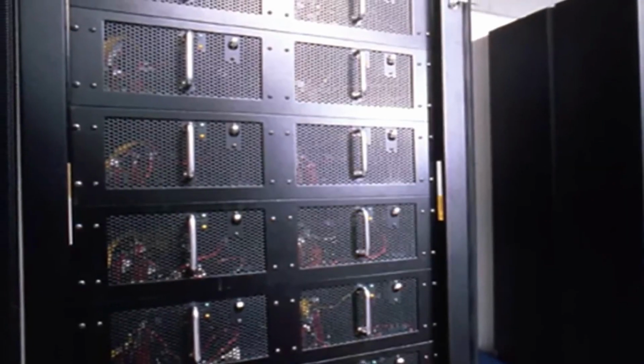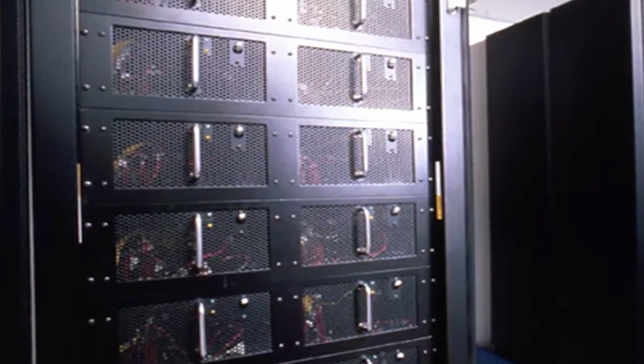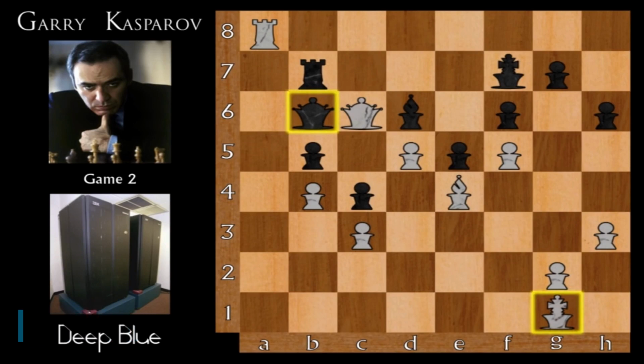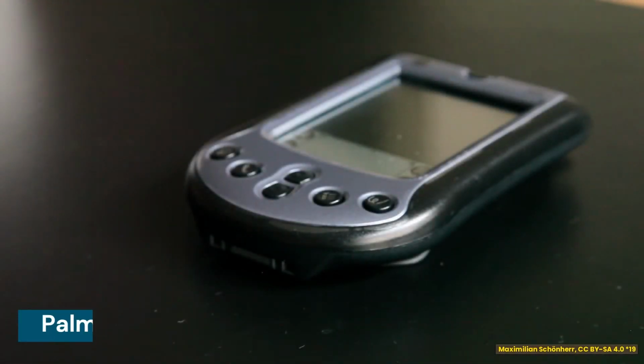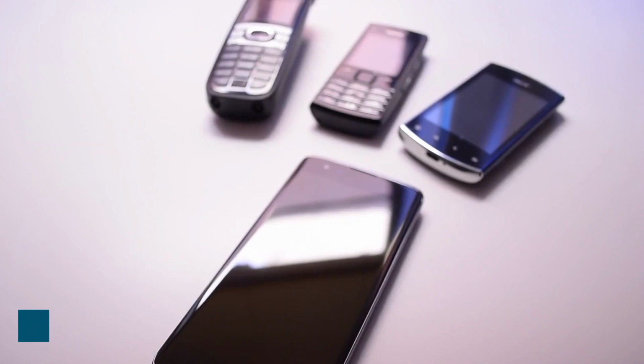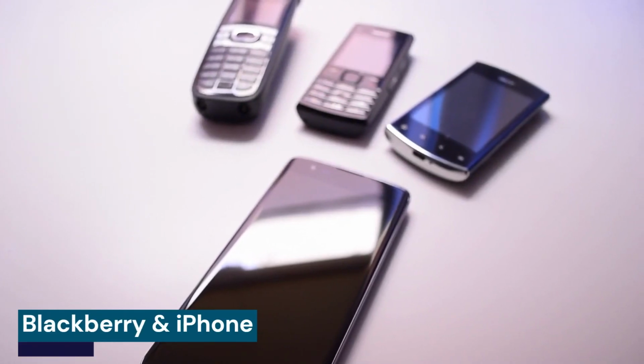Other major computing milestones in the 90s included IBM's Deep Blue supercomputer, beating world chess champion Garry Kasparov in 1997, demonstrating the increasing power of computers for complex tasks like game playing. Handheld computing also emerged with personal digital assistants like the Palm Pilot, and eventually smartphones like BlackBerry and the iPhone.